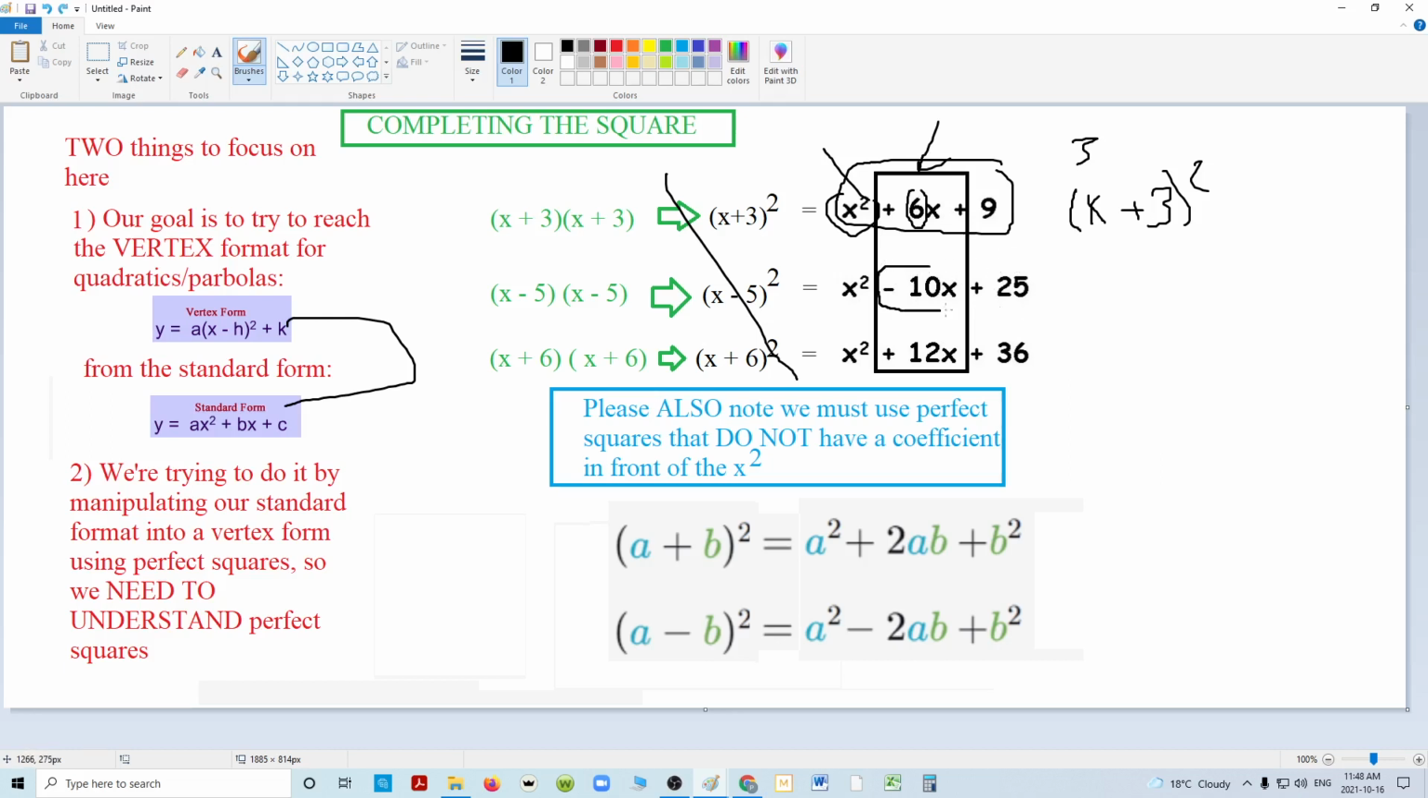Okay, I divide this by 2, I get minus 5. And what's the square root of 25? It's either plus 5 or minus 5. So which one matches? Minus 5. I can pretty quickly deduce that the perfect square, this is x minus 5, simply because of this minus here.